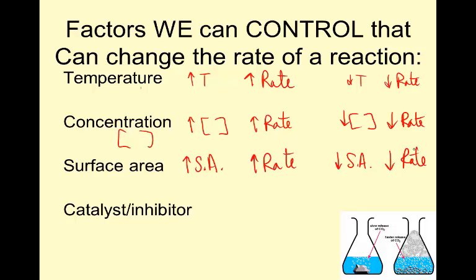Okay, and then a catalyst or an inhibitor. A catalyst speeds up a reaction, and I'll tell you why in a little bit, because the reaction is then a different kind of collision that causes it. So you can change the kind of collision that it takes. An inhibitor slows down a catalyst. So we can control the rate of a reaction with these 4 things, and these 4 things can help control or change the rate.